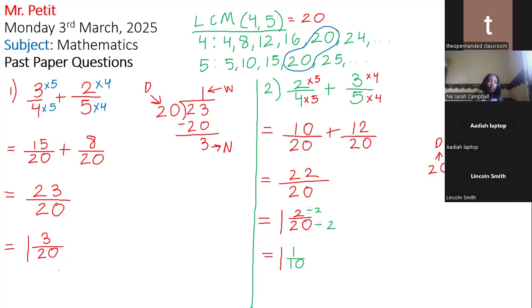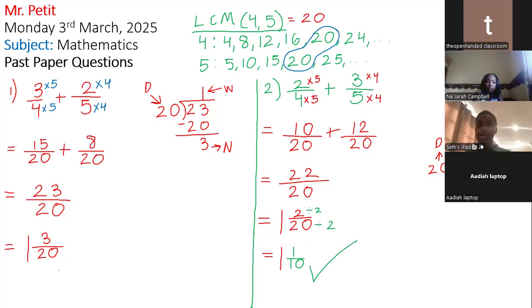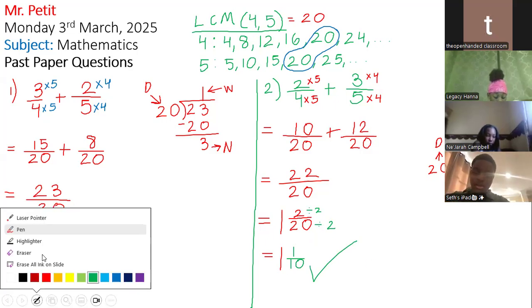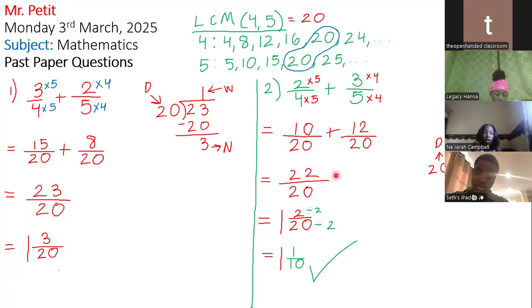Did anyone else get 1 and 1 over 10? Let me know if y'all got that. I corrected it. 1 and 1 over 20. 1 and 1 over 10. You have to simplify it more, Seth. By the way, take a picture of your work and send it to me via WhatsApp.